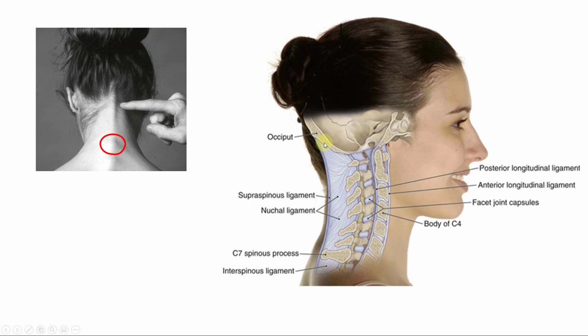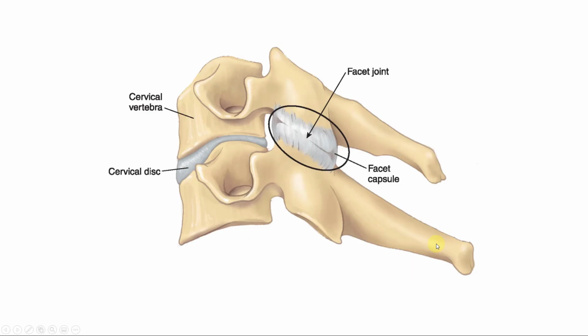And then you have your nuchal ligament that's right here, that you can see prominently through there, that runs from the base of the skull straight down. This serves as an anchor attachment for your trapezius.